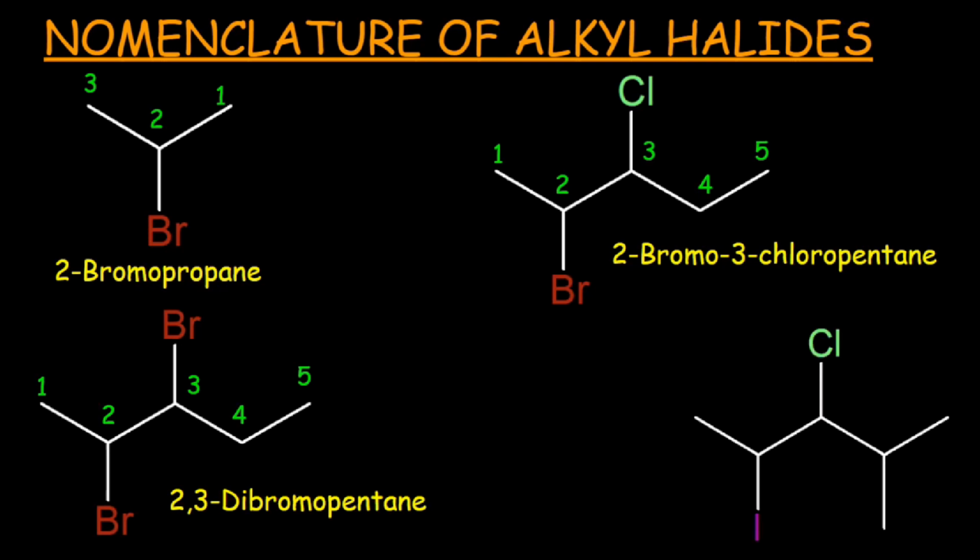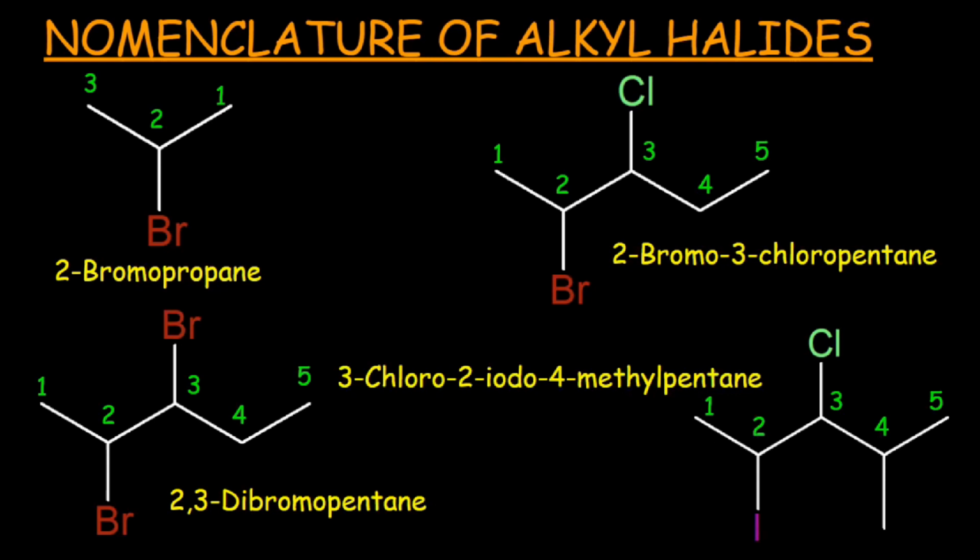Same, in this molecule, 2 halogen atoms are present and 1 methyl group is also present. So firstly, you have to select the heading part and start the numbering of the heading part. But keep in mind, the preference would be given to the halogen atoms, not to the alkyl substituents. 1, 2, 3, 4, and 5. The name of the molecule would be written in alphabetical order: 3-chloro-2-iodo-4-methylpentane.